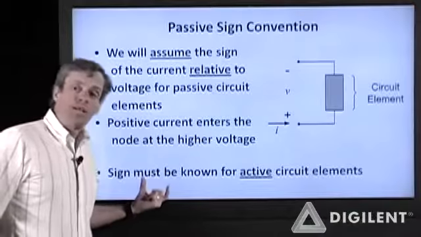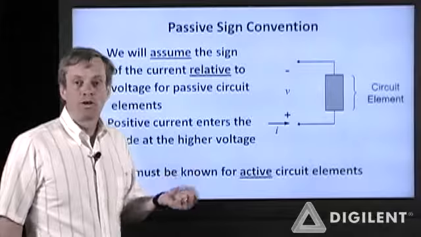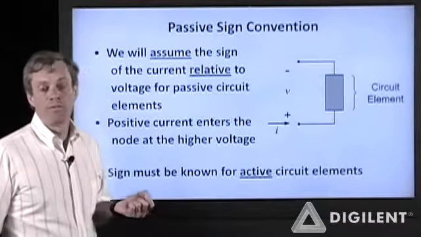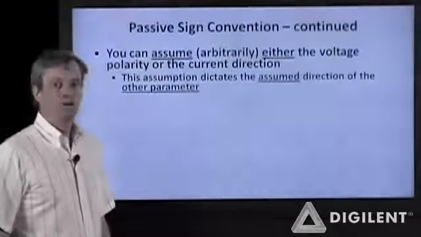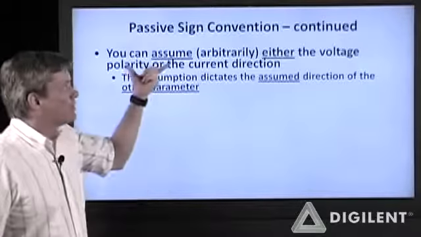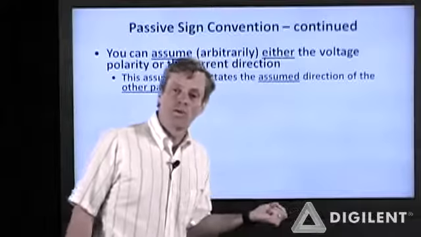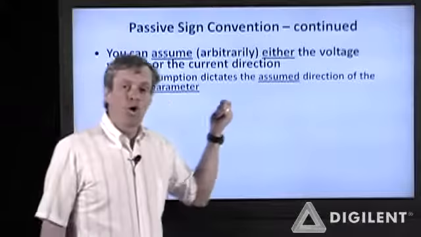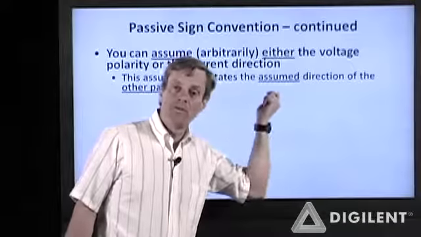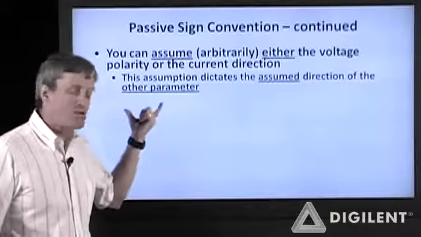For active circuit elements, we don't need to make any assumptions. The current directions are given for current sources. The voltage polarities are given for voltage sources. So reiterating this, you can assume arbitrarily either the voltage polarity or the current direction. However, once you've chosen one or the other of those, that dictates the assumed direction on the other parameter.